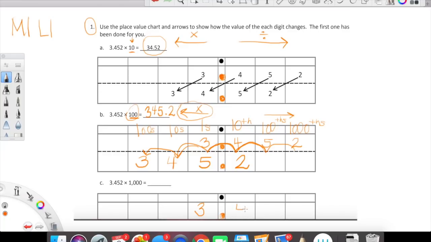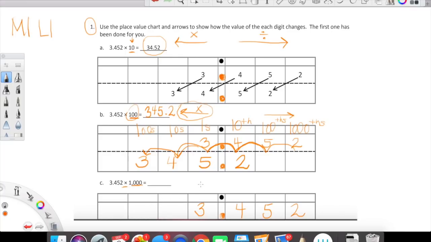So we are going to be multiplying 3.452 again, but this time we're multiplying it by 1,000. I want you to think about, how many zeros are in 1,000? 1, 2, 3. There are 3 zeros in 1,000, which means these digits are now going to shift 3 columns over, or 3 place values over.